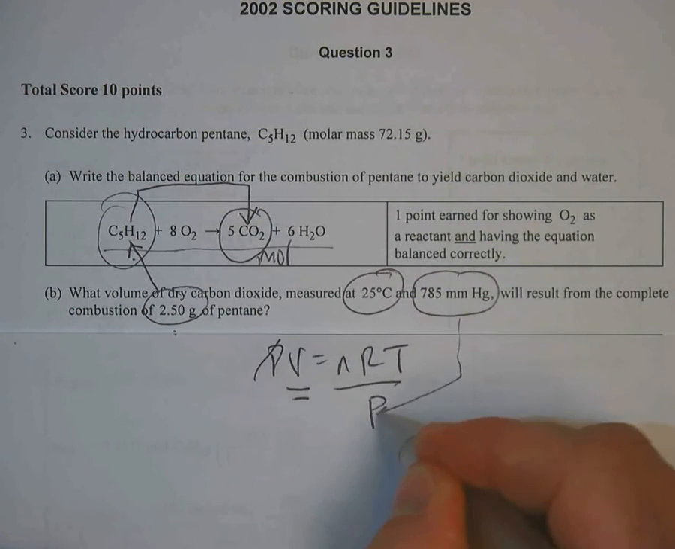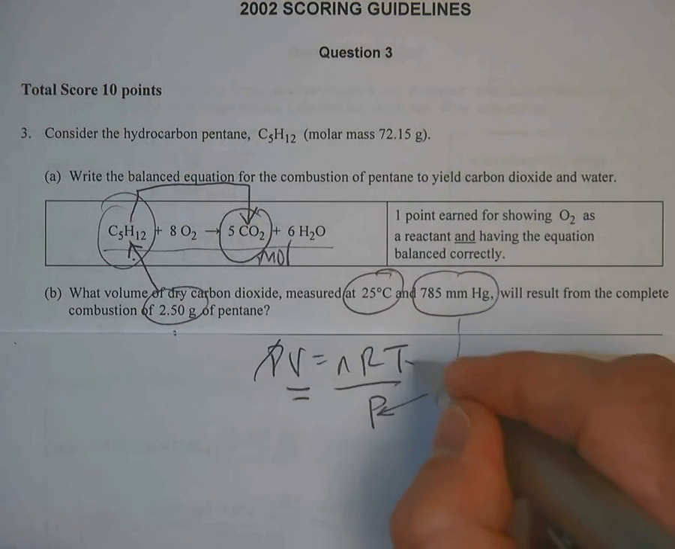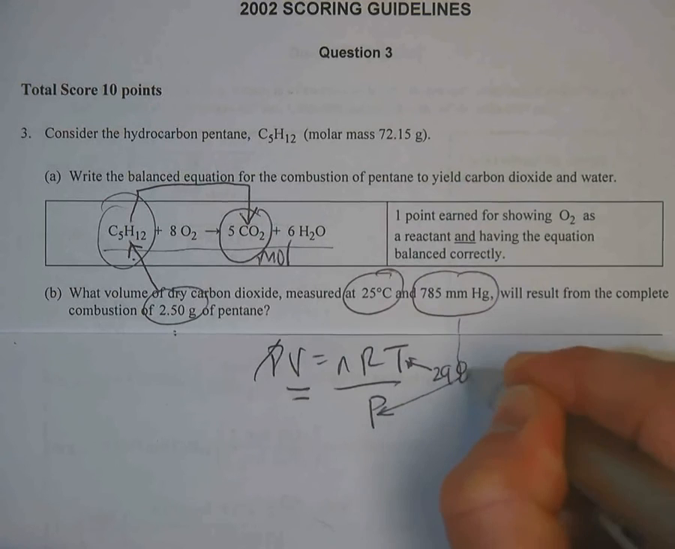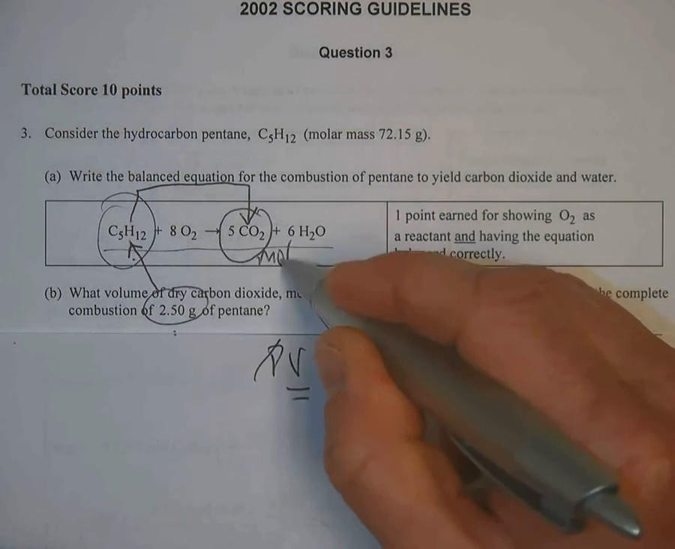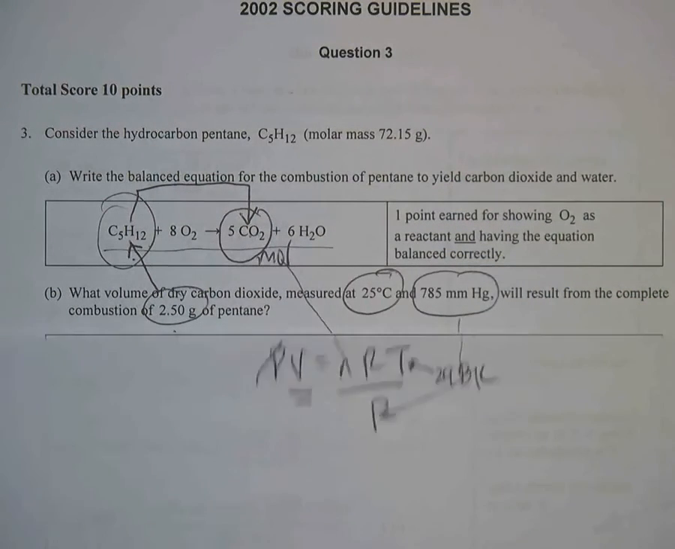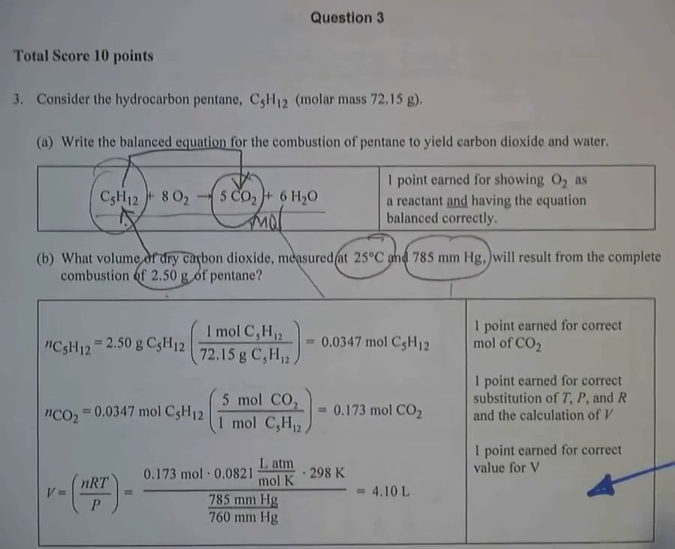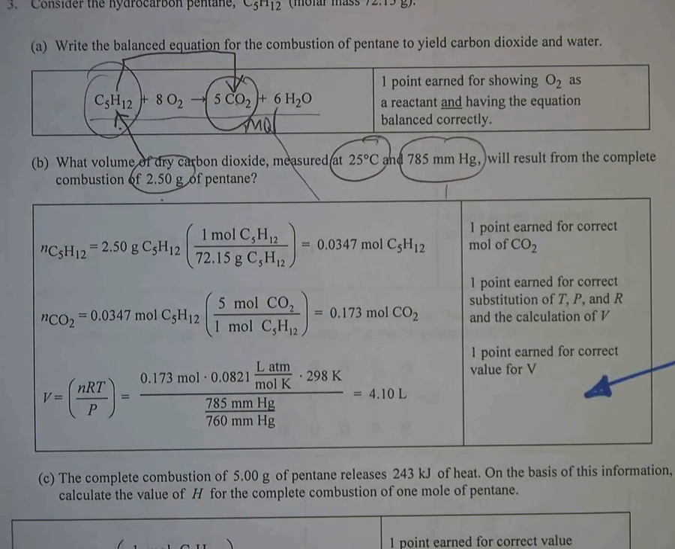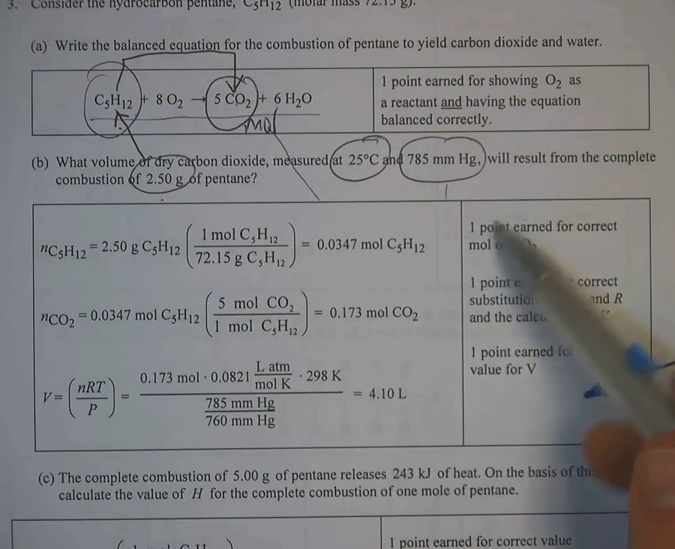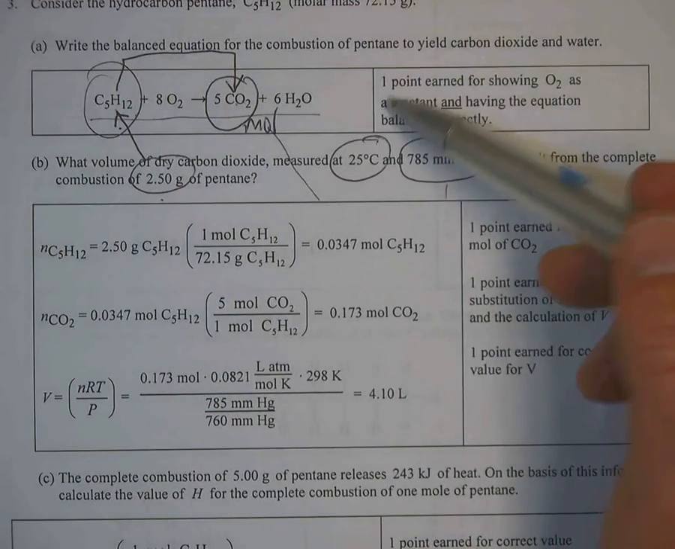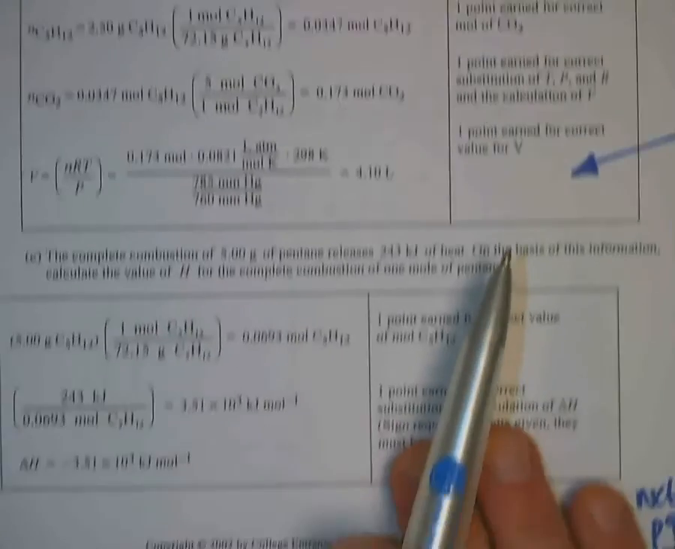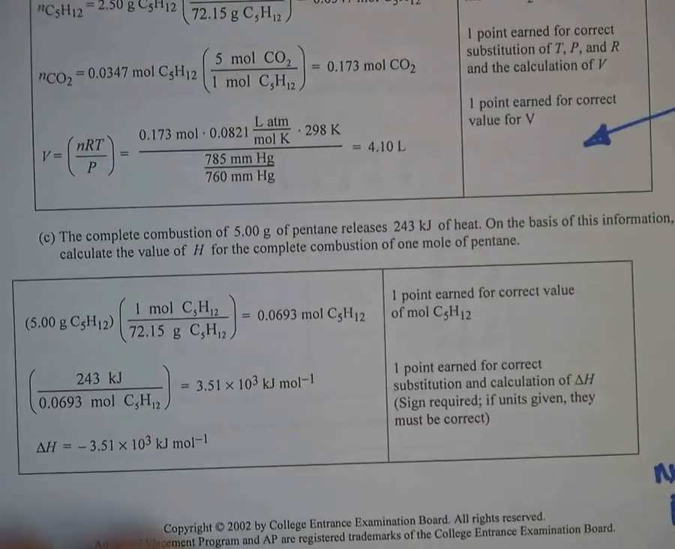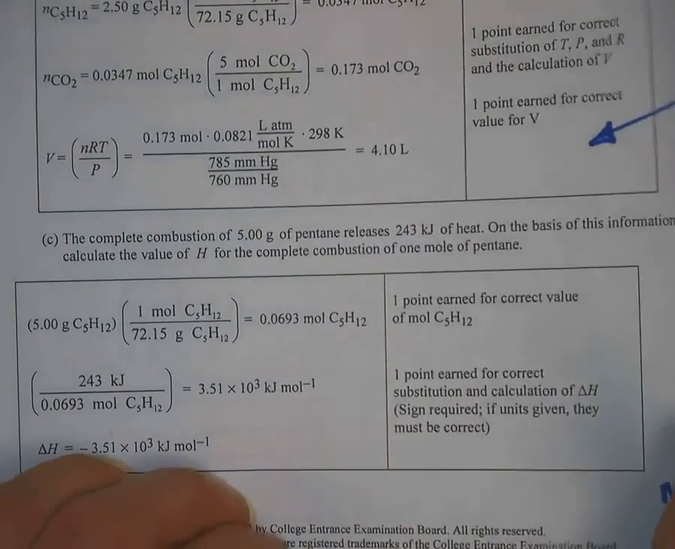I know my pressure. I know my temperature, 25 degrees Celsius, but make sure it's 298 K. I know my n right here because I figured it out stoichiometrically. And here's the actual math. It turns out to be 4.1 liters. Now, the next part of the problem doesn't ask about a gas law, but you can see that this part interwove a gas law into a balanced equation and then a combustion reaction using delta H. There's a little more gas laws on the next page, so let's take a look at that.